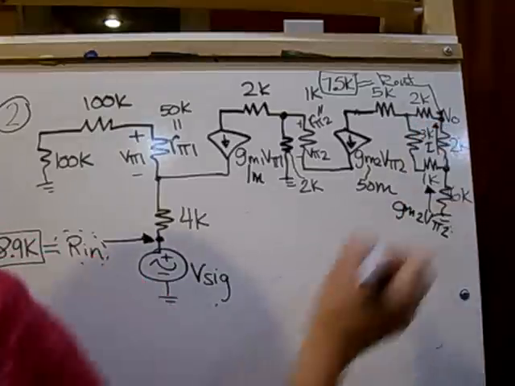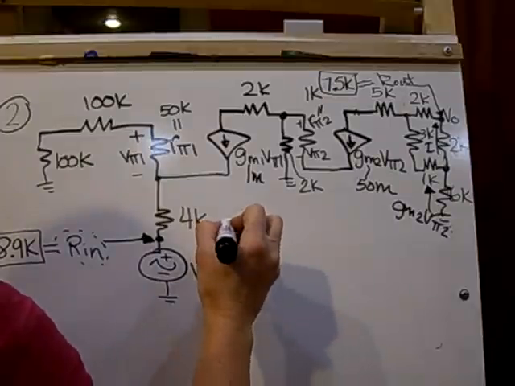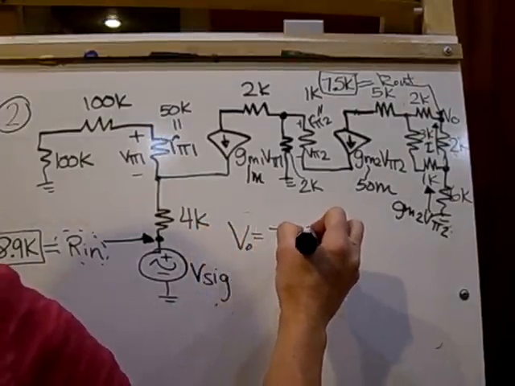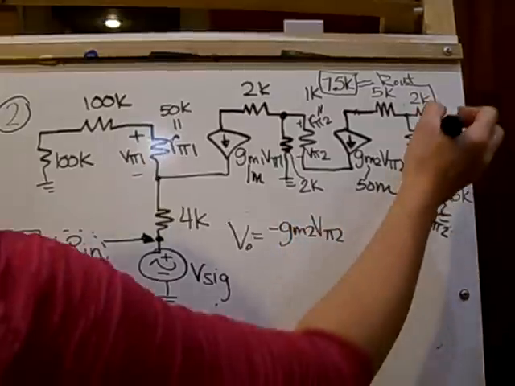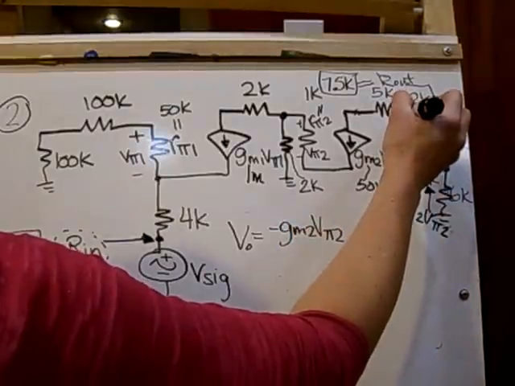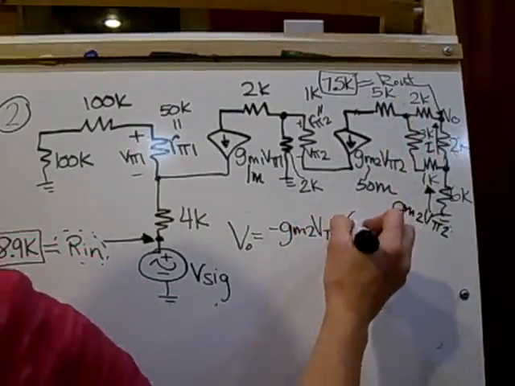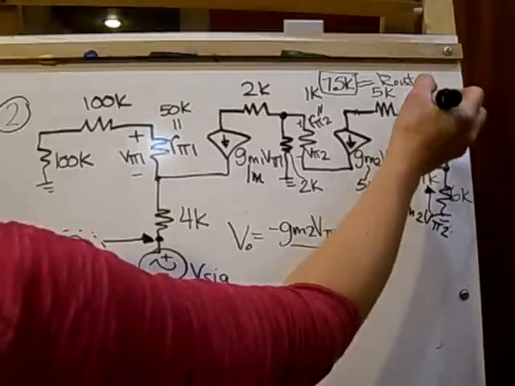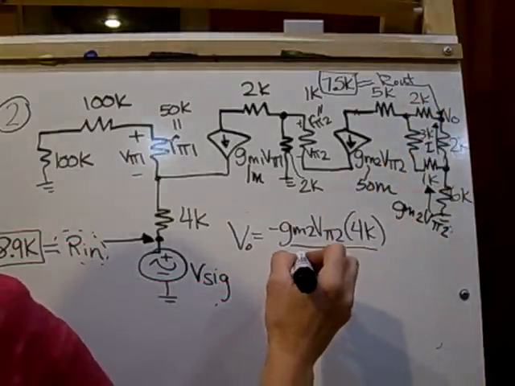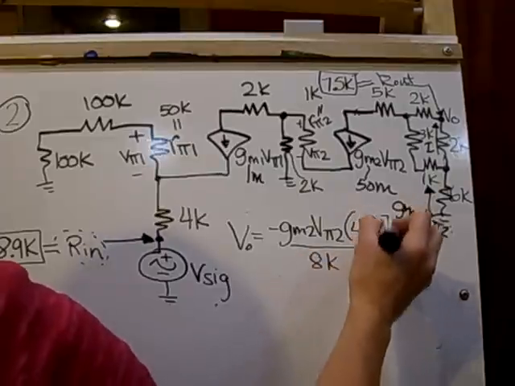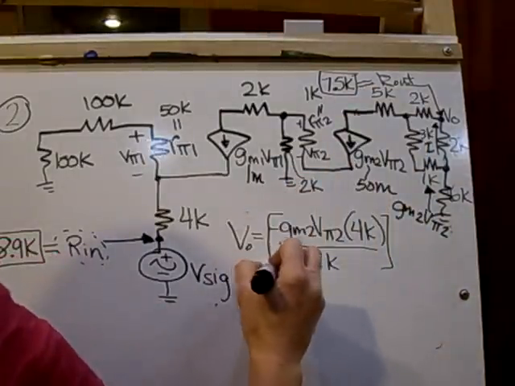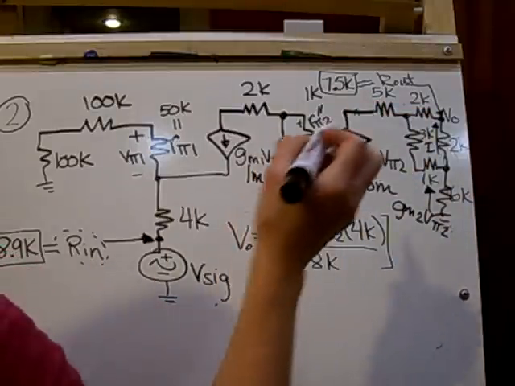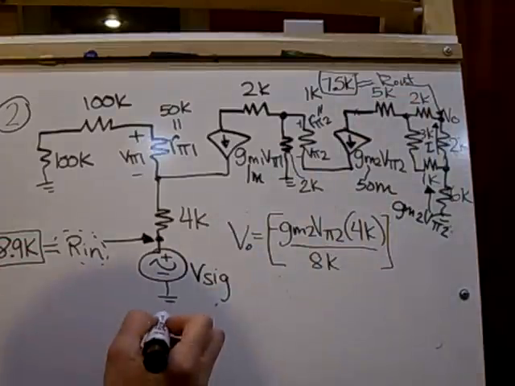So to find this current up here, I'm going to find V out is equal to the current divider, GM2 V pi 2. The branch opposite is going to have 3K plus 1K, so 4K, over the total, which is going to be 4K plus 2K plus 2K, so 8K. This 5K does not affect the current divider in any way. You already know the current going through it, but it doesn't affect the division of the current.